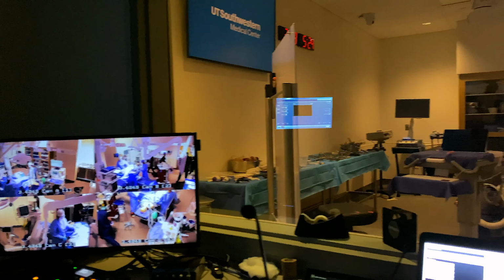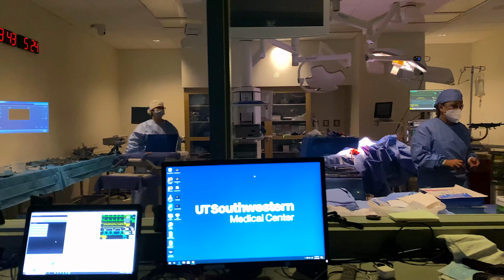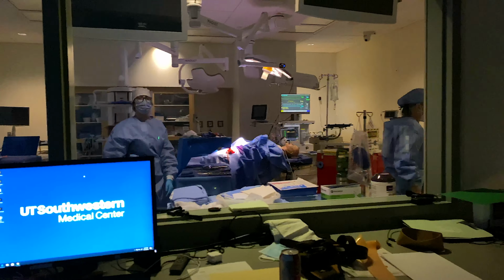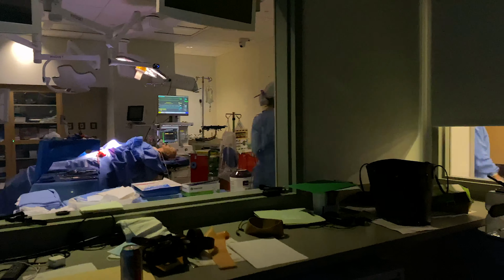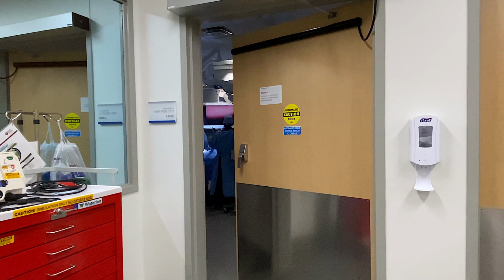The simulation tech is capable of manipulating blood pressure, heart rate, and oxygen levels with the scroll of a button on a laptop. A lot of this is done on the spot in response to how the residents are performing in the simulation. Each high-fidelity scenario lasts about 10 to 15 minutes.